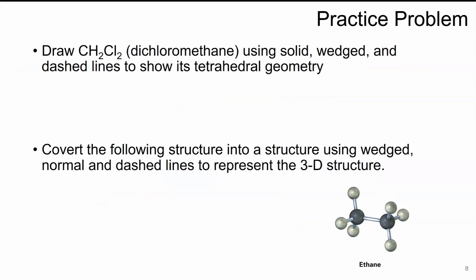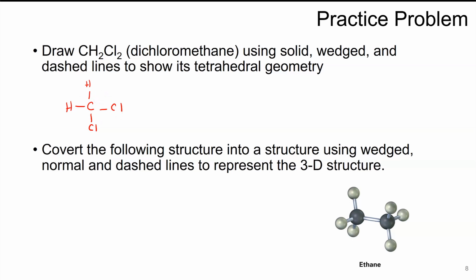So if we were to draw CH2Cl2, which is dichloromethane, using solid, wedged, and dashed lines to show its tetrahedral geometry, I would start first with just drawing it flat. So carbon, we know, makes 4 bonds, and there's 4 atoms here. So I have H, H, Cl, Cl. So this would be CH2Cl2. This is all flat on your paper.